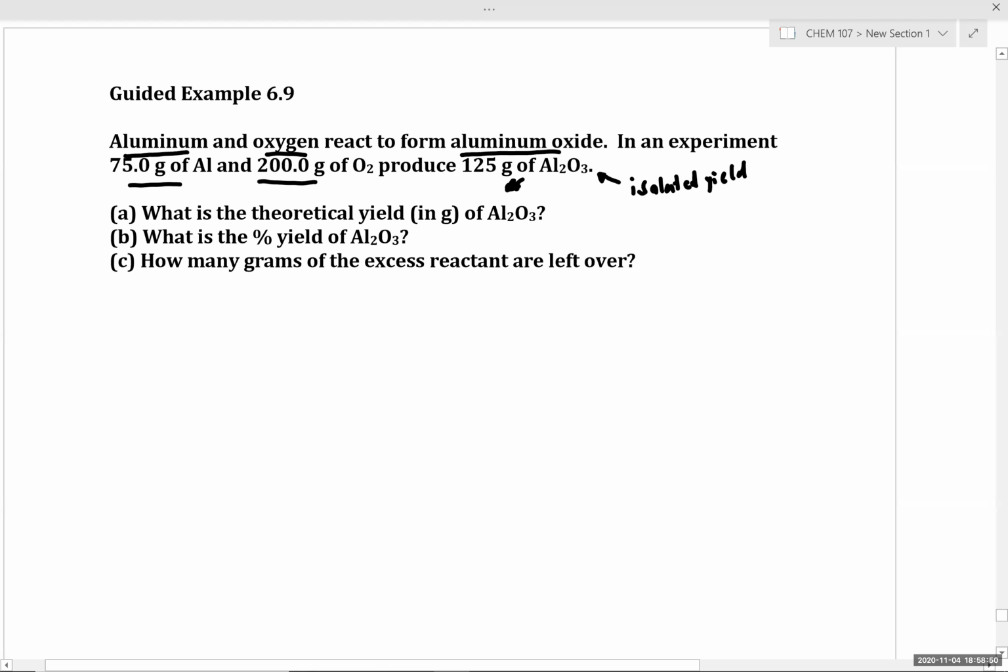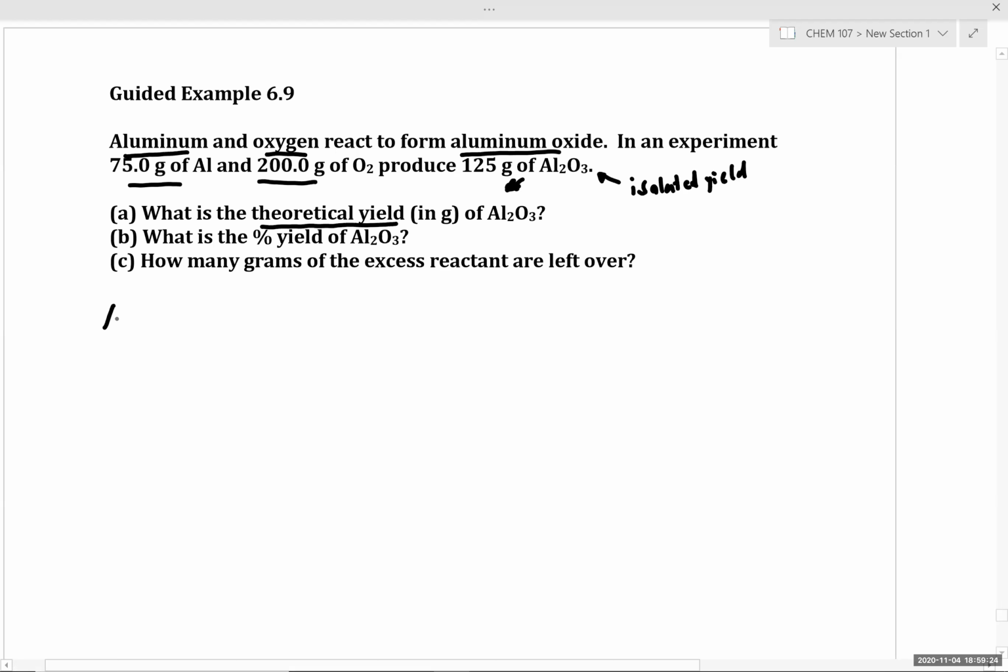Do we have a method to calculate the theoretical yield? Do we have a method to calculate the actual amount of aluminum oxide that we'd expect to make in this reaction under ideal conditions? Have we calculated theoretical yield throughout this chapter? Yes, we can do it with ICE. Yep, exactly right.